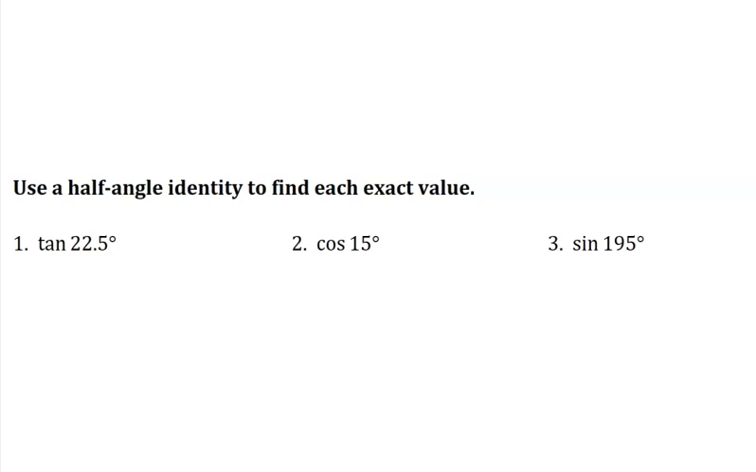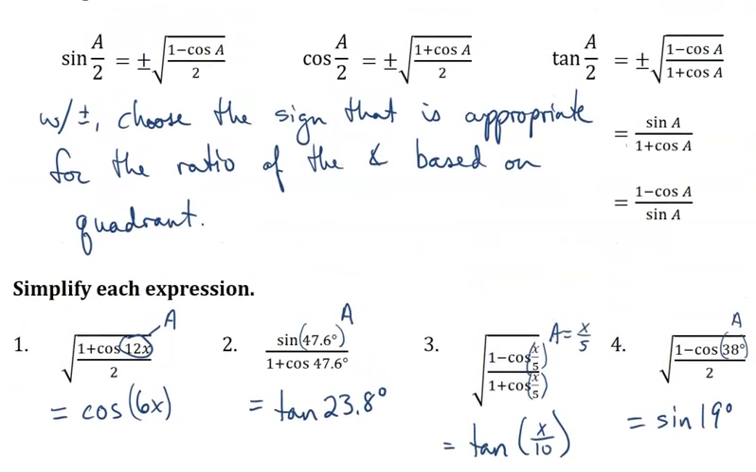All right, moving on. Use a half angle identity to find each exact value. So this, we're kind of going the other direction. This is tangent of 22.5 that we are trying to find. So this is my A over 2. If 22.5 is A over 2, then A is twice that, which is 45 degrees. Now we need to pick one of our identities here.